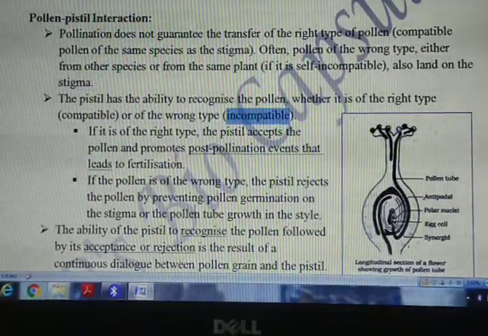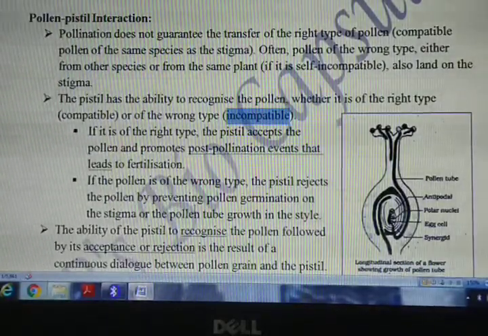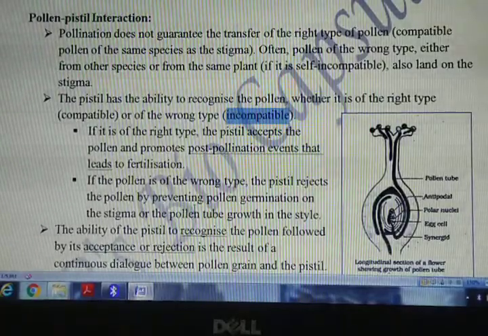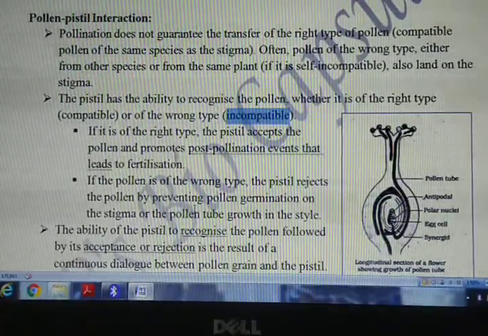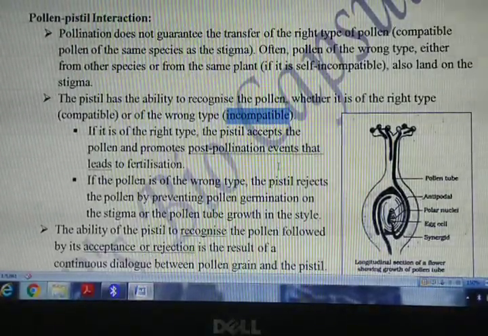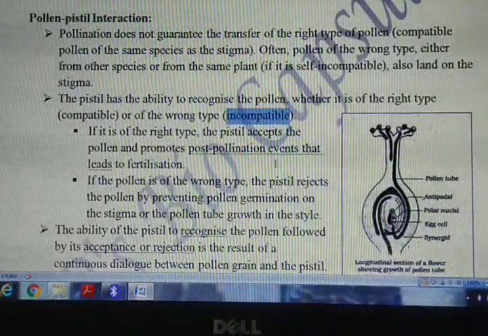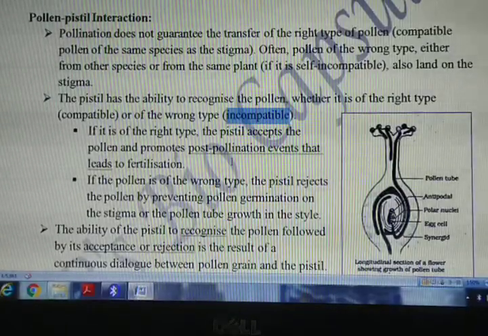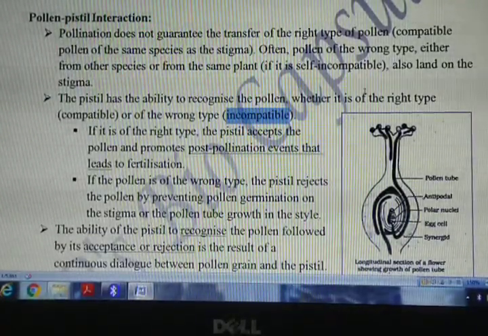अगर एक्सेप्ट किया तो फर्टिलाइज हुआ, पहले पहचान होगा, एक्सेप्टेंस होगा, और अगर मान लो एक्सेप्ट नहीं किया गया, if it is not compatible, then that is going to be rejected. As a result of that, fertilization is not going to take place. The pollen grain is not going to be allowed to germinate, not allowed to develop its pollen tube in order to carry the male gamete towards the ovary.